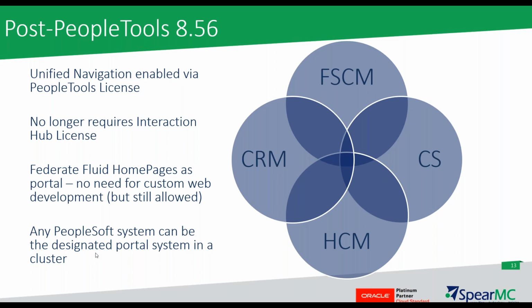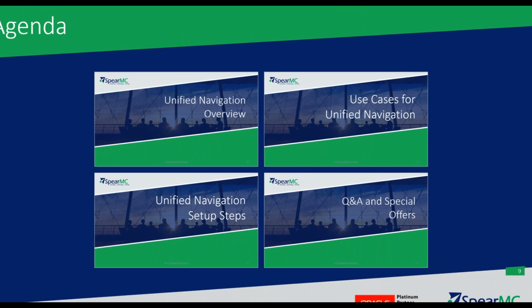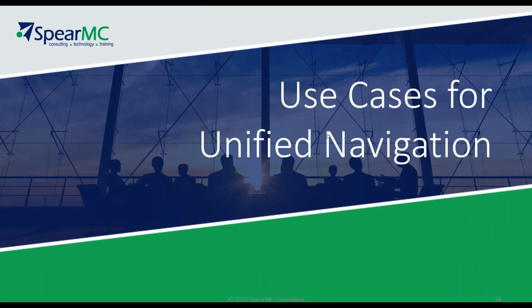So any one of the systems that you have, and again, our example is between FSCM and ACM, can be designated as the portal system within the cluster. So the main local portal system, and within the cluster, the others would be considered remote. All right, I know, boring. Gosh, what are some use cases?